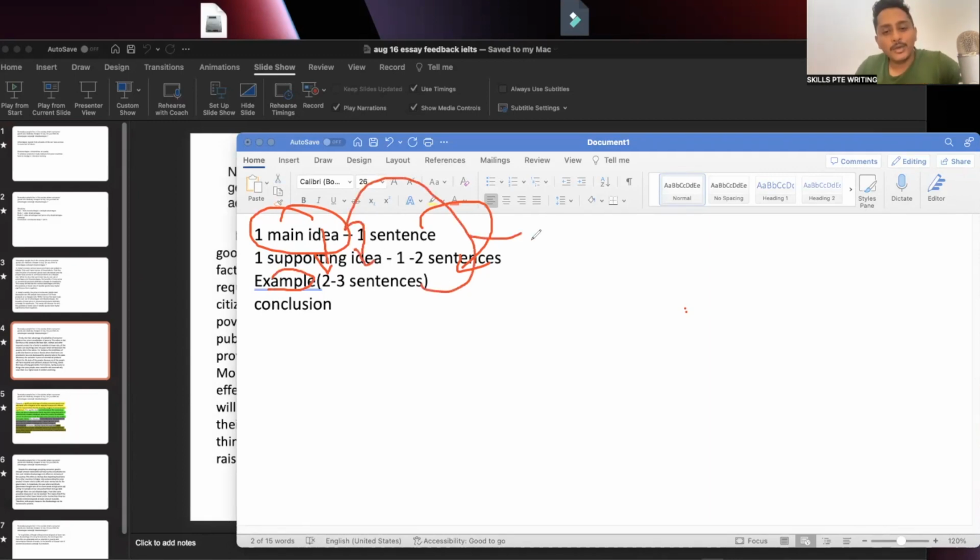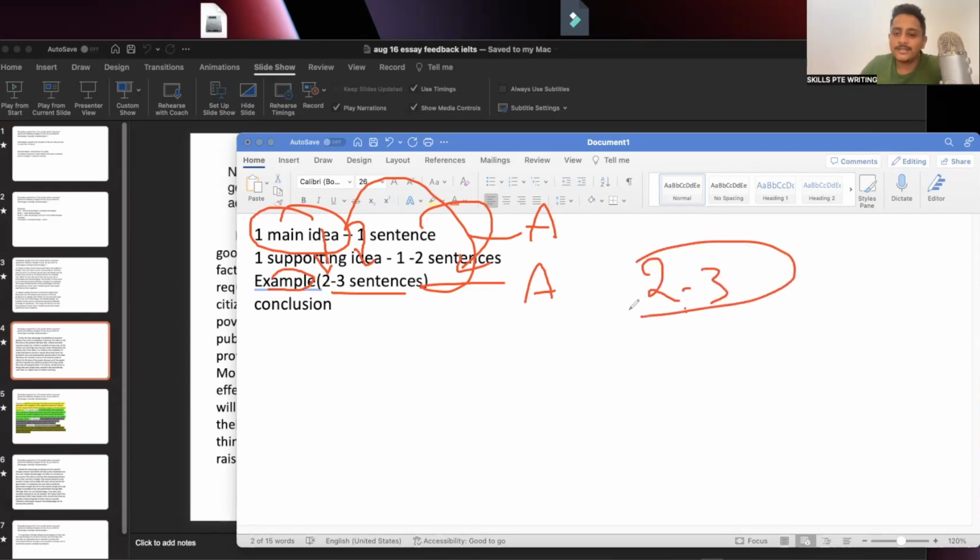Let's say in the main idea you talked about A. Then in the example also you should talk about A only, don't deviate. Same things you need to continue. This example, never write in one line, because you cannot give an example in one line. Example is a scenario, a situation. The situation should be descriptive. Please write at least 2 or 3 sentences, and then if you wish, you can conclude.